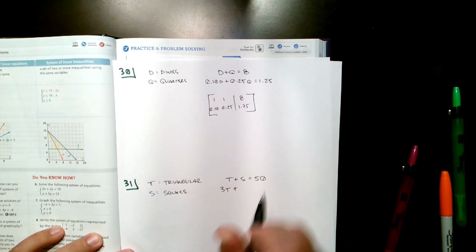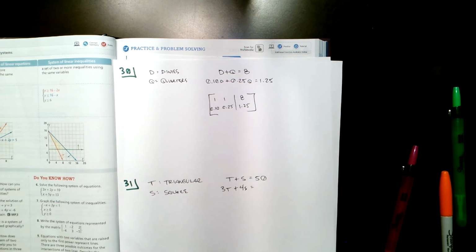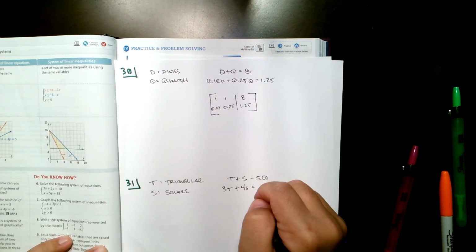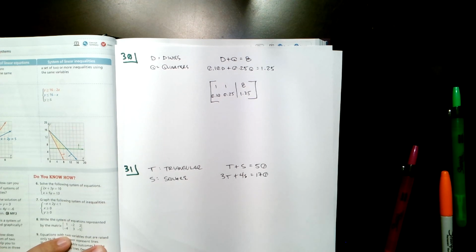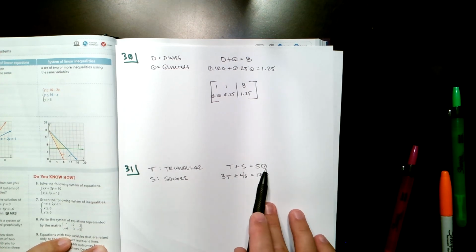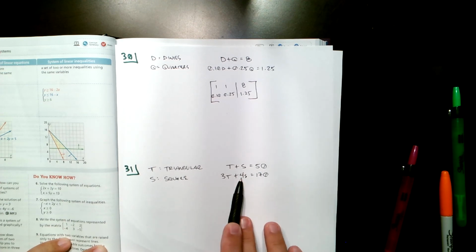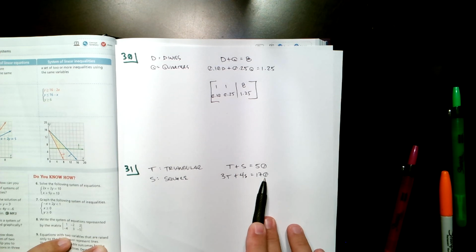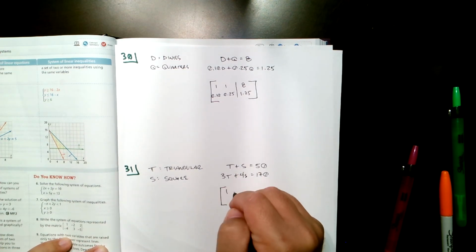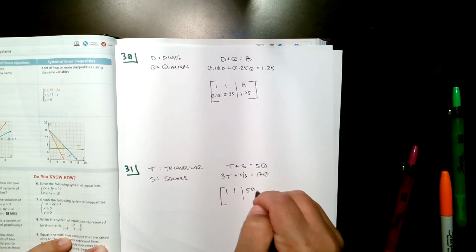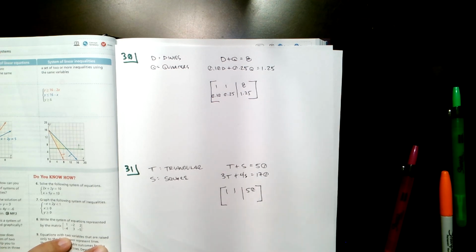And then the other piece of information is talking about the number of sides. Just like with dimes and quarters, I knew dimes were worth 10 cents, quarters are worth 25 cents. Well, I know that triangles have 3 sides, and I know squares have 4 sides, right? For a total of how many sides? 170. So the first equation is talking about the number of tiles we have. The second equation is talking about how many sides for triangles, squares, and the total number of sides we have.